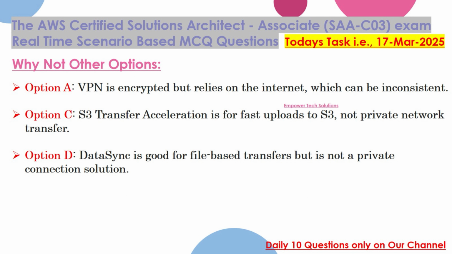Why not other options? Option A. VPN is encrypted but relies on the internet, which can be inconsistent. Option C. S3 Transfer Acceleration is for fast uploads to S3, not private network transfer. Option D. DataSync is good for file-based transfers but is not a private connection solution.